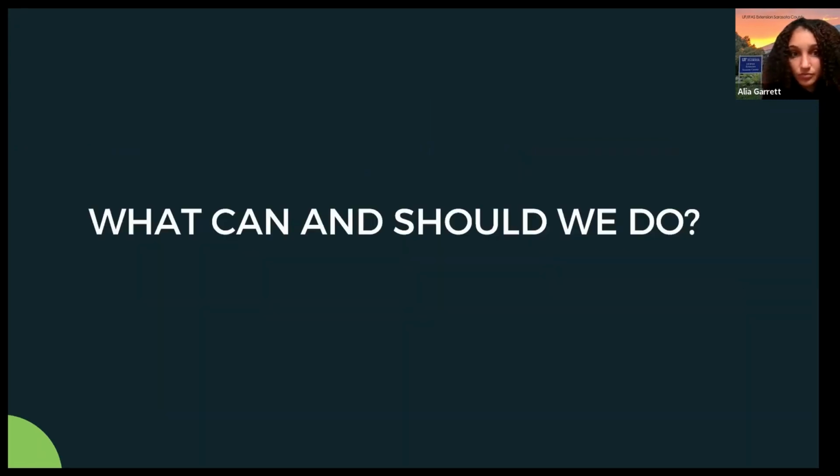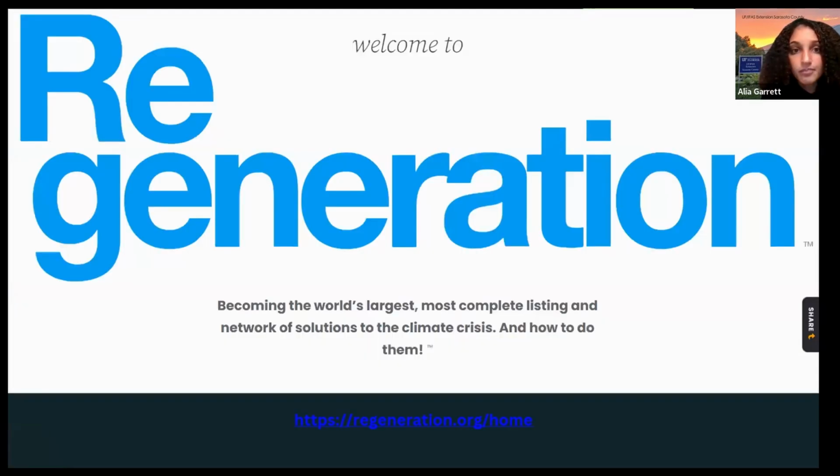instruments. All right, so that's kind of the fundamentals of what climate change is, why it's a policy problem, and now I want to talk about what can and should we do. So this takes us into regeneration. The second half is based on Paul Hawken's book. This is what the cover looks like, and it is becoming the world's largest, most complete listing of network solutions to the climate crisis and how we do them.